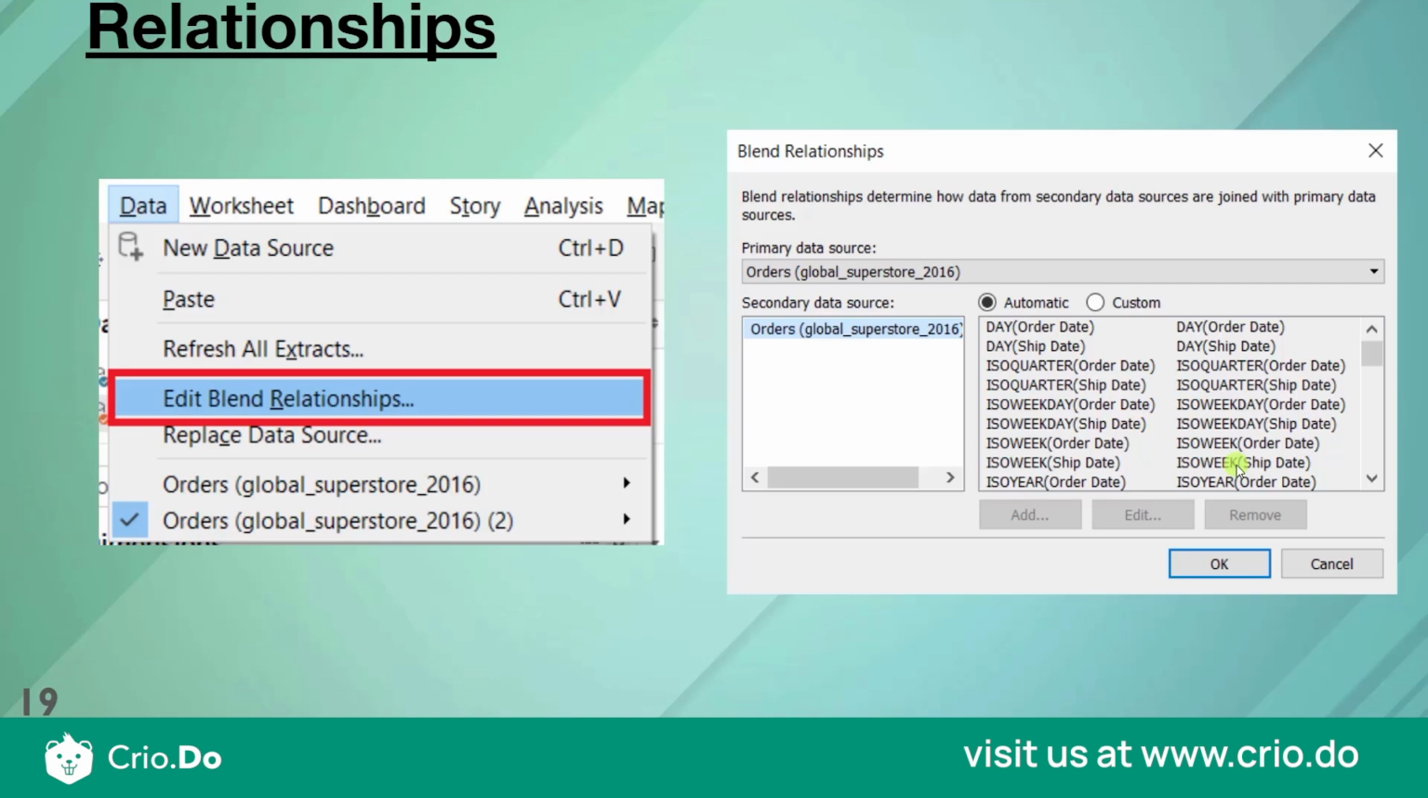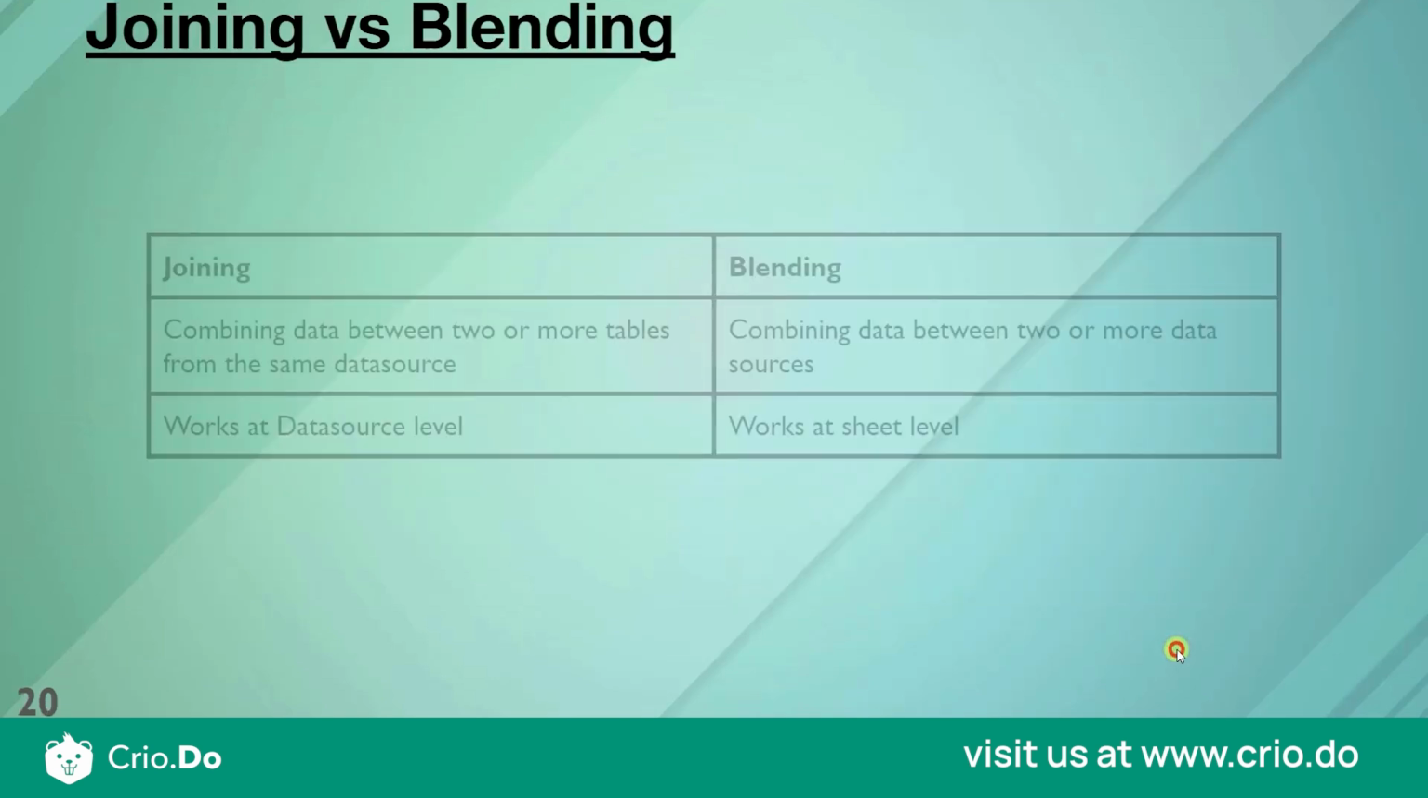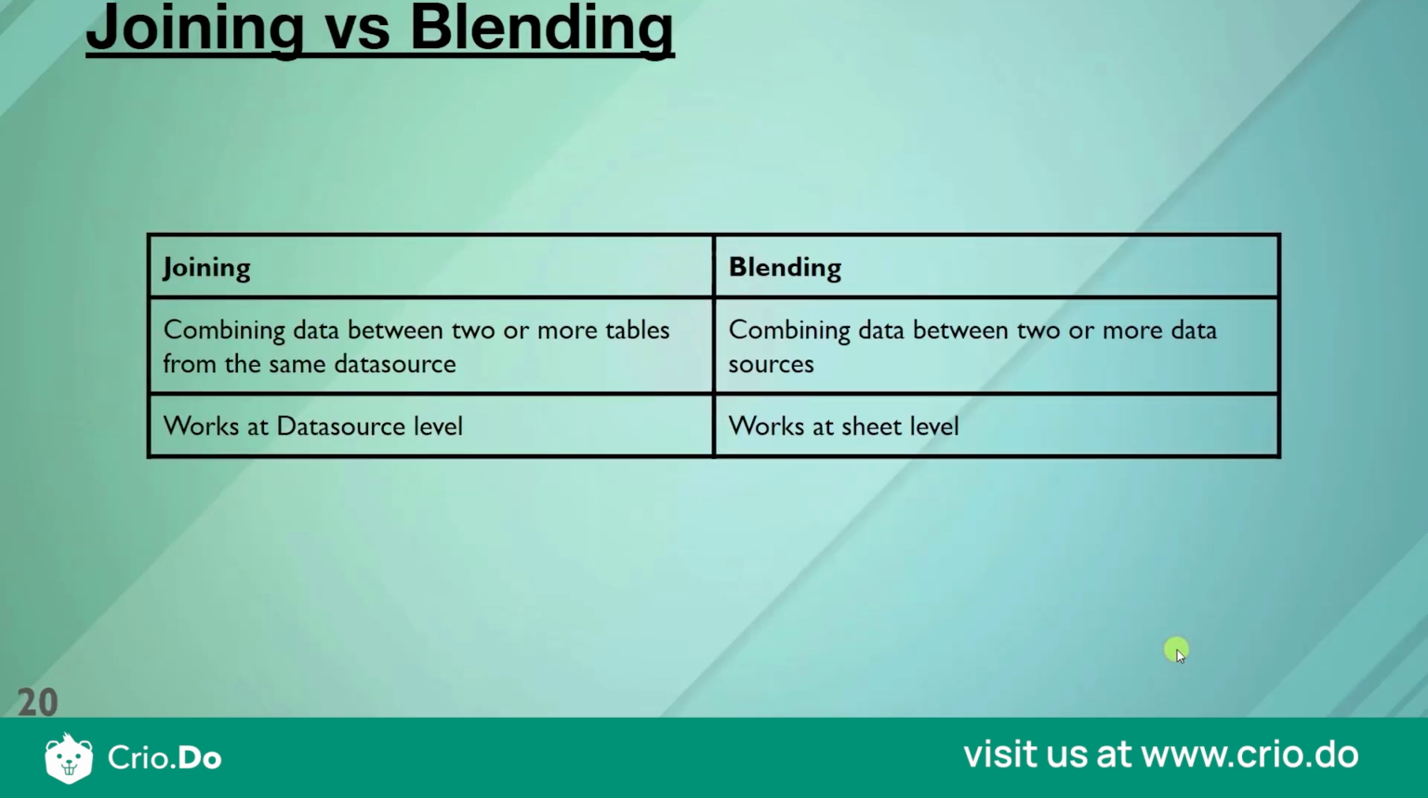If you do not see a link option and you want to blend the data based upon some column which we are not seeing, you can go to Edit Blend Relationships and add the new column over here. So this is the relationship concept inside the blending. We saw joining and now we are discussing blending. So what is the main difference between these two?